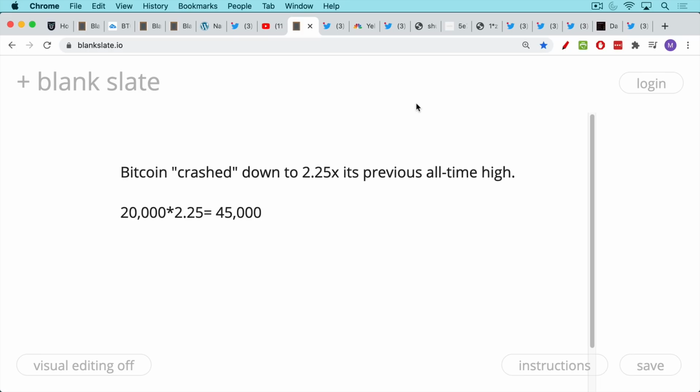Now, when people talk about Bitcoin crashing down as it has the last couple days, it's fun to think about the fact that it's actually crashed down, quote unquote, crashed down to 2.25 times its previous all-time high. So its previous all-time high from 2017, early 2018, was 20,000. And in this sell-off, we crashed down to $45,000. And so this is how Bitcoin works.